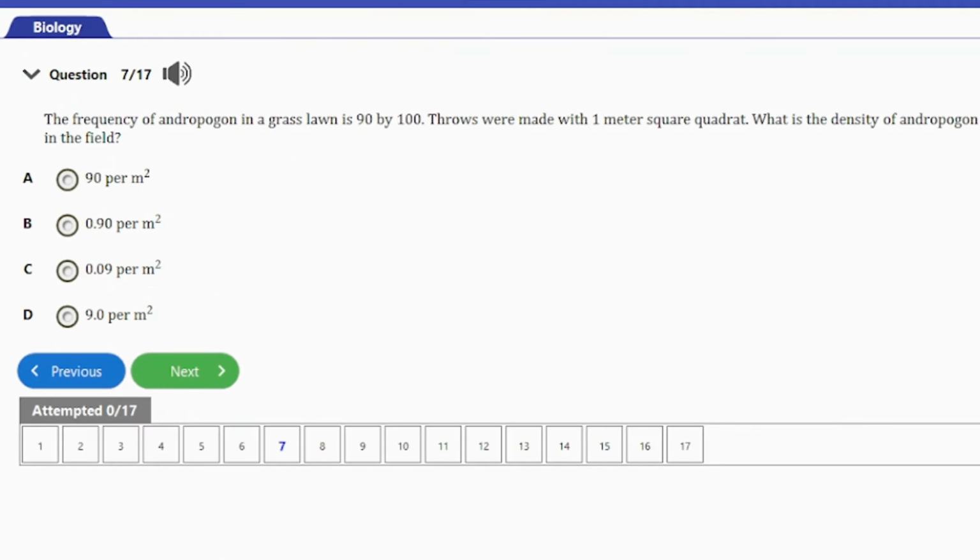So let's look at the next question. Question number 7 here. It says the frequency of andropogon in a grass lawn is 90 by 100. Throws were made with 1 meter square quadrant. What is the density of andropogon in the field? A, 90 per square meter, B, 0.90 per square meter, C, 0.09 per square meter, and D, 9.0 per square meter. So actually guys, if a 1 meter square quadrant is used in this, the population density will actually be 90/100 per square meter. So the answer to this question will actually be 0.90 per square meter, and that's option B, guys. So that's the answer to this question.